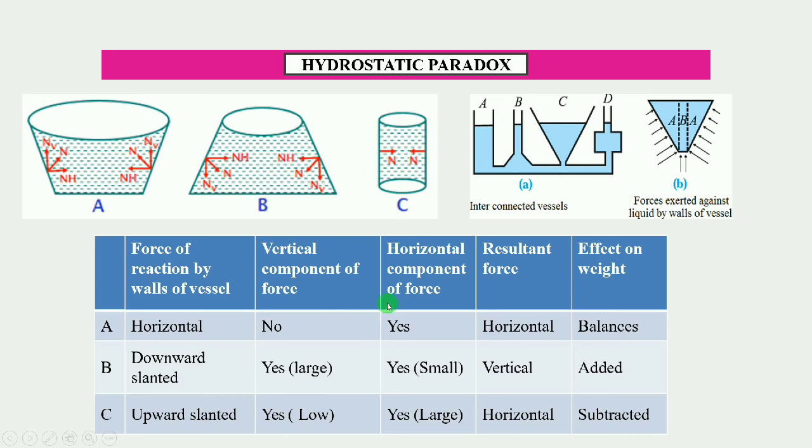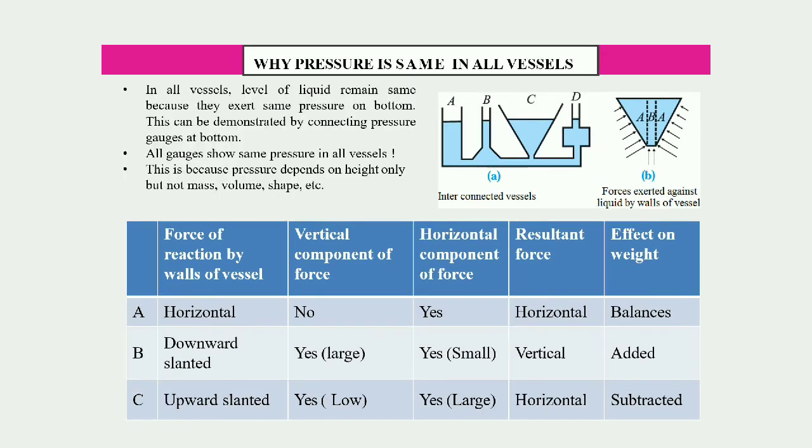So you can study point-wise here using this table. Vessel A, B, C: vertical component of force. For this figure there is no vertical component of force. The horizontal component of force gets cancelled, so it is not balancing the weight. Similarly for downward slanted and upward slanted, which we just discussed. So this is nothing but the hydrostatic paradox.